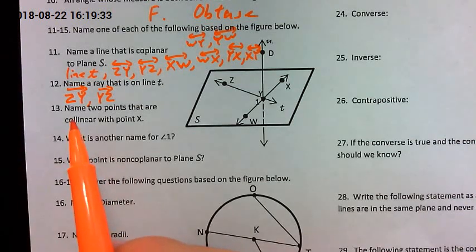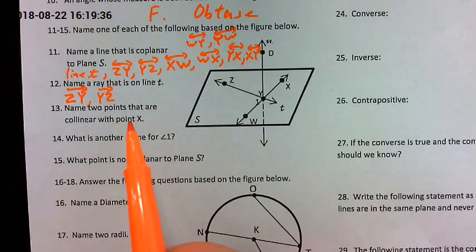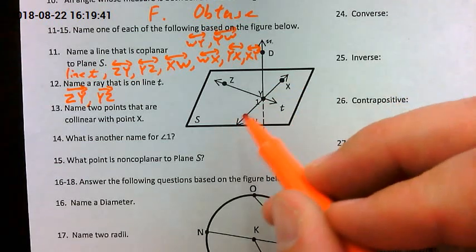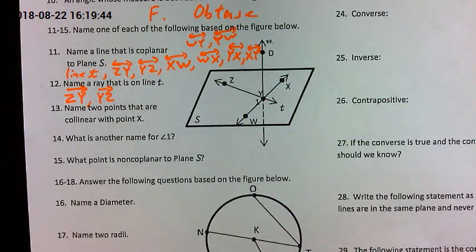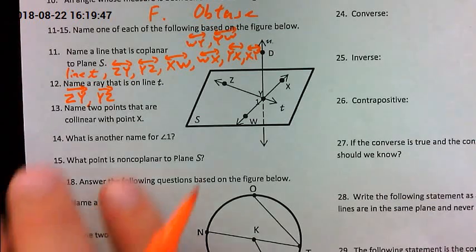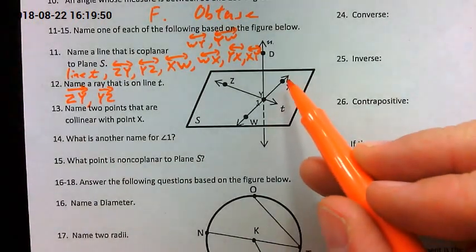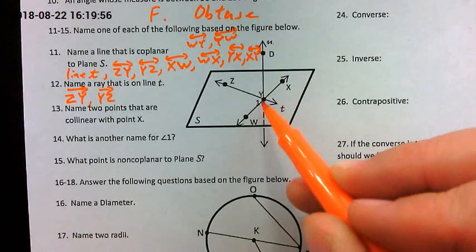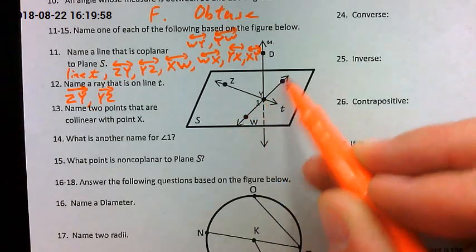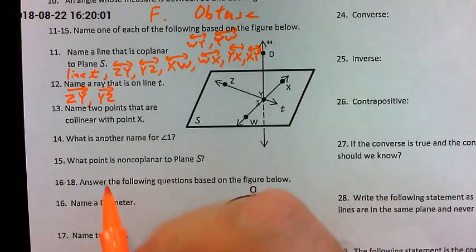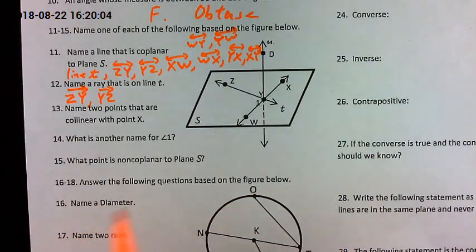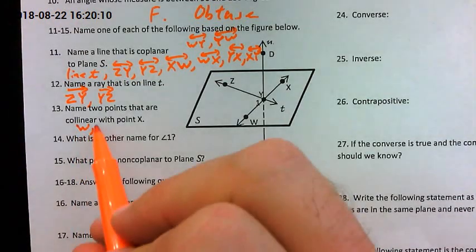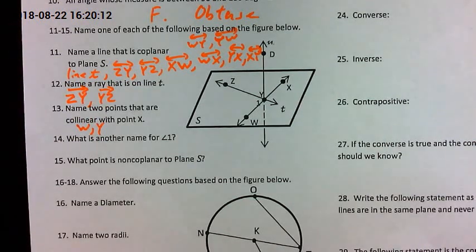Number 13. Name 2 points that are collinear with point X. So here's point X way over here. It's on this line. Now, any one other point could be collinear with X. But if I'm saying name 2 points that are collinear with it, they have to all be on the same line. So looking at the line that X is being shown on, Y and W are both on the same line as X. So we can list them out as points, and you just have to write them as the uppercase letter. You don't have to put any other symbol with it. So W, comma, Y. Or you could have done Y, comma, W.